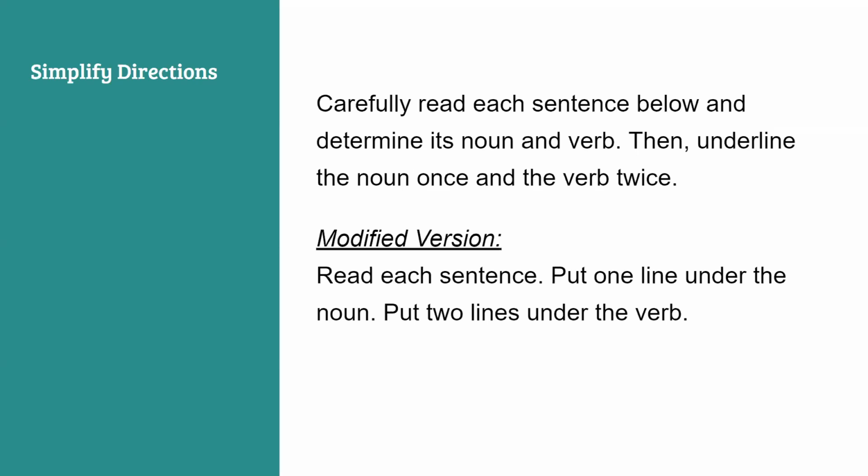So even as a competent reader, I'm going to read that a couple of times to make sure I'm doing it right. But an easier way to say that for an English learner at a lower level would be: read each sentence, put one line under the noun, put two lines under the verb. Much more clean and less confusing. So as you're planning, always take a look at where you think your ELs might stumble and simplify it.